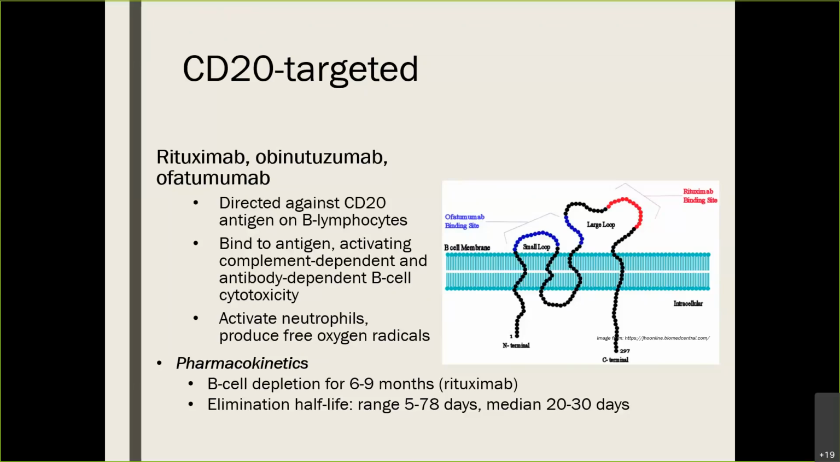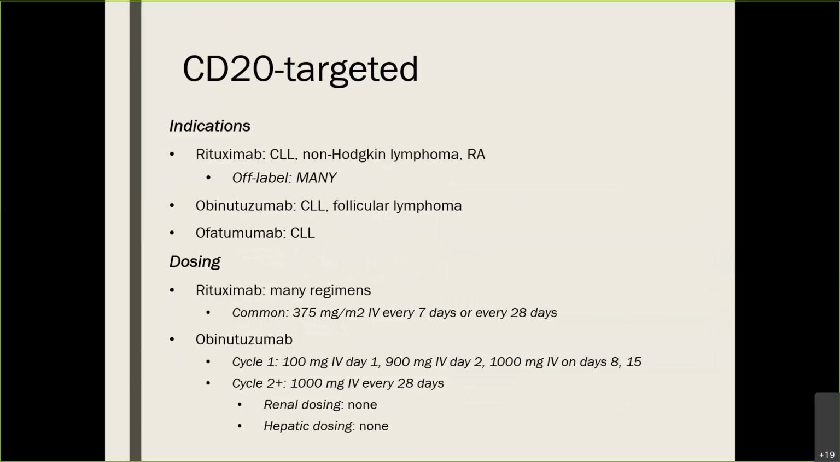So if you have difficulty with Rituxan, these agents may have efficacy in those patients who are refractory to Rituxan. Indications, Rituxan has CLL, non-Hodgkin's lymphoma, RA, but many, many, many off-label indications. And you can see obinutuzumab and ofatumumab's FDA-labeled indications there as well.